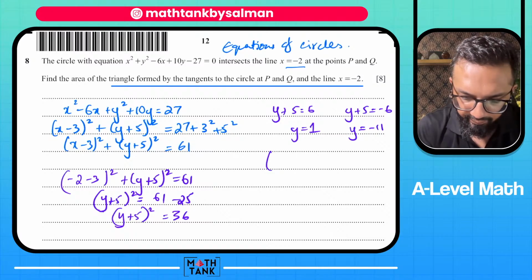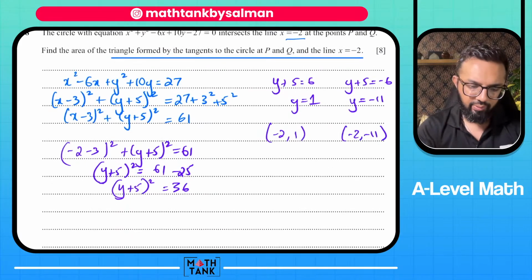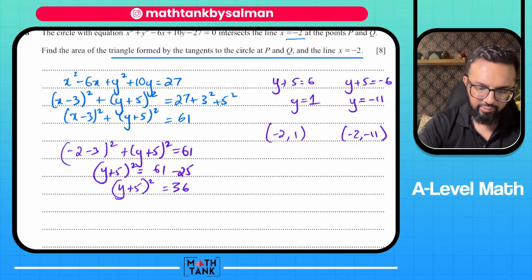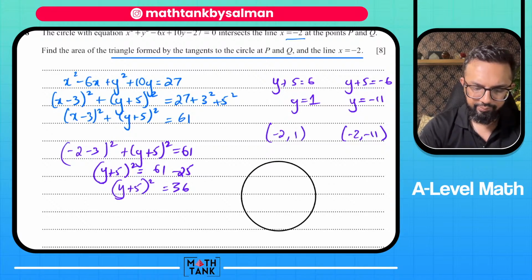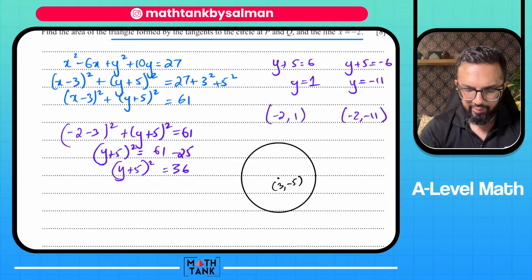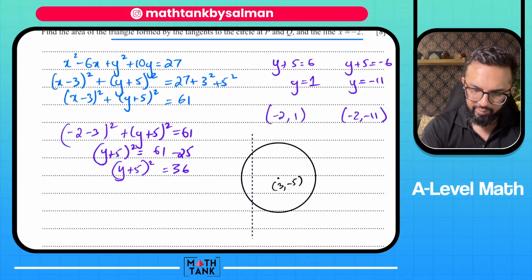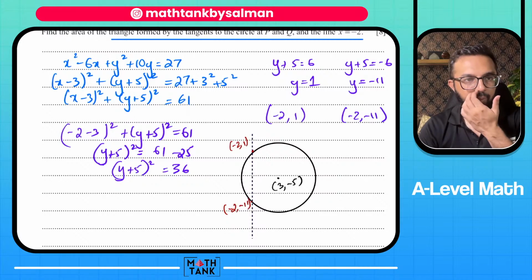So I have coordinates as -2, 1 and -2, -11. So that's 3 comma -5. Where's the line x equals -2? It should be somewhere right here. Okay, and it's intersecting at what points? It's intersecting at -2, 1 and, I'm sorry, -2 comma -11. Okay, those are the 2 points that are there.